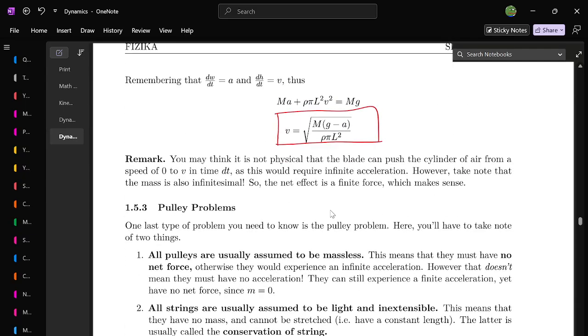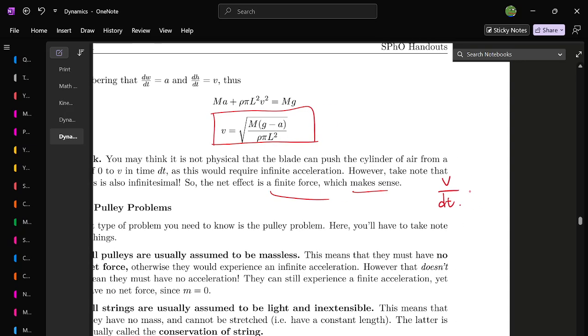Okay. So small remark here. Here we are pushing air from a speed of 0 to v in time dt, which may at first glance imply an acceleration of, well, v over dt, which is infinity. And this doesn't really make sense at first glance. But if you think about it, actually, this mass is also infinitesimal. So the net effect is actually a finite force, which makes sense. So there's nothing contradictory about this question. Nothing is wrong about this question, actually.